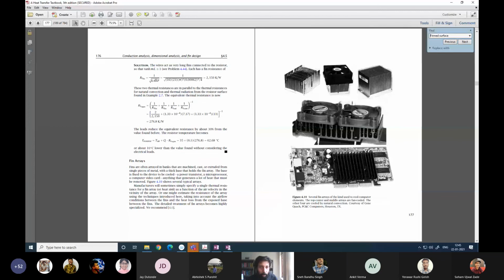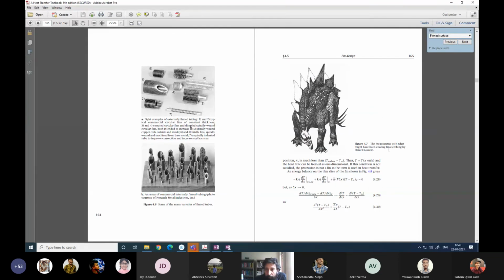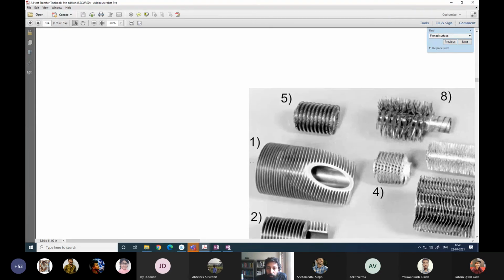So these are some examples of fin surfaces, fin arrays. These are computer processors. I don't know, the new processors might not come with such large fins, but these are fin surfaces for computer processors. Long ago when we used to assemble the desktop, we used to take these fins and very carefully put this heat transfer thing on the processor. Leonard has made fun saying that the Stegosaurus might have had cooling fins.